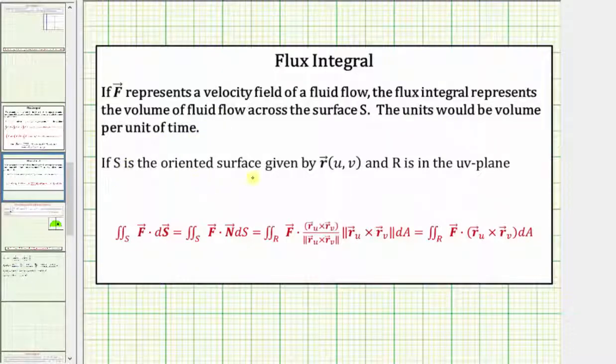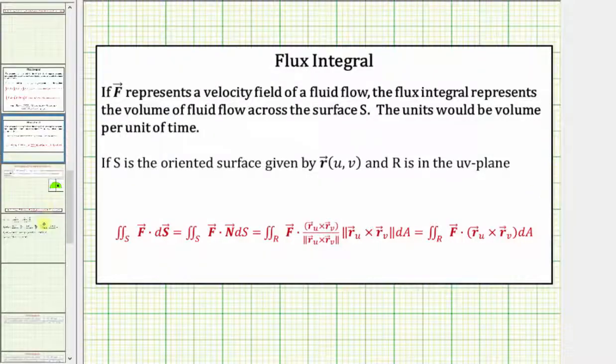So if S is the oriented surface given by r(u, v), and R is the region in the UV plane, so R is the projection of S onto the UV plane, then we can evaluate a flux integral by evaluating this double integral here on the far right over the region R. So the flux integral is equal to the double integral over the region R on the UV plane of F dot the partial derivative of r with respect to u crossed with the partial derivative of r with respect to v, dA, where dA would be equal to du dv or dv du.